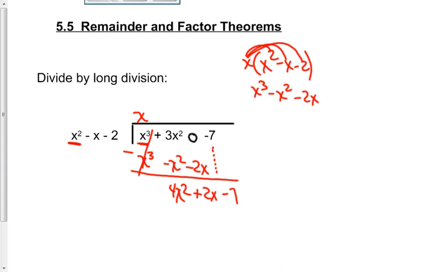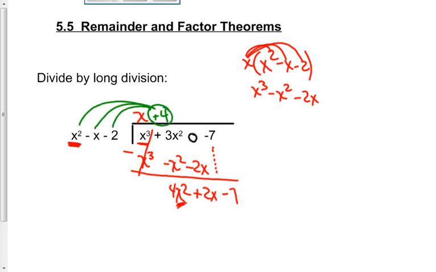Now we're going to drop down the next number, negative 7, and then we're going to start over. And again, when you start over, you're only using the number in the front, and you're putting that into the front number down here. X squared times what gives you 4x squared? That would be plus 4. And now I'm going to do another distribution using just my plus 4 times everything that I see out here.